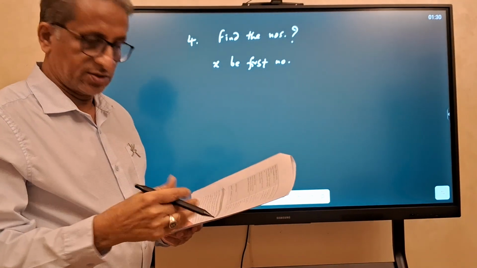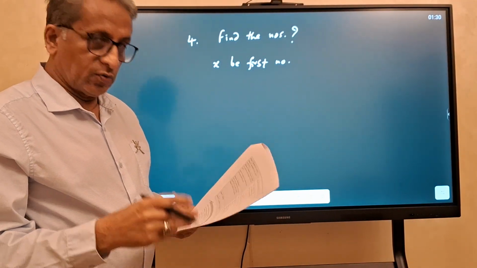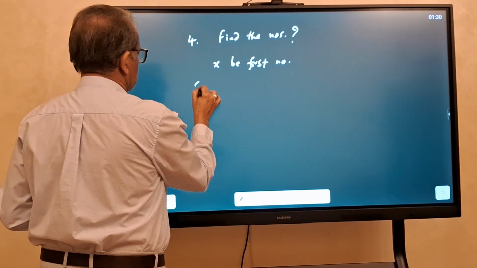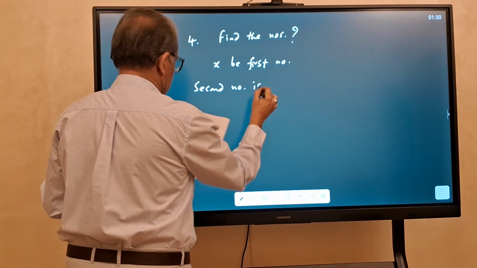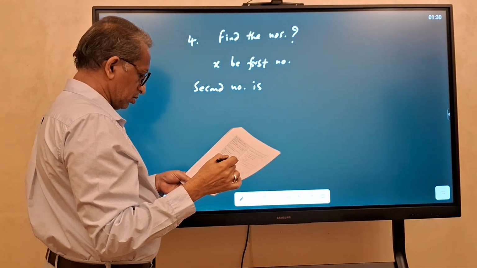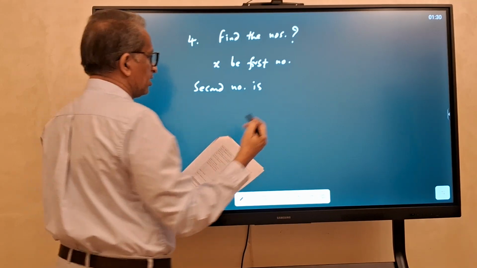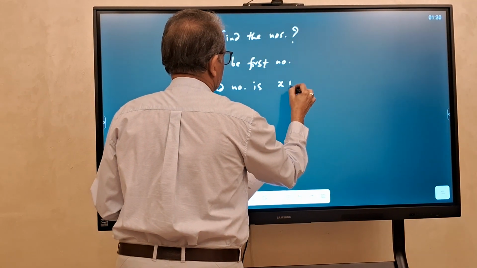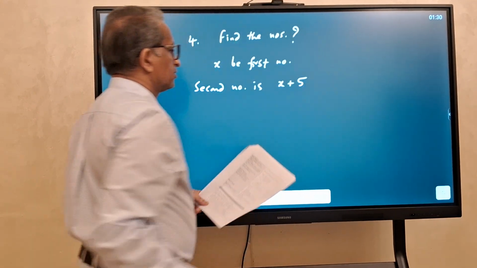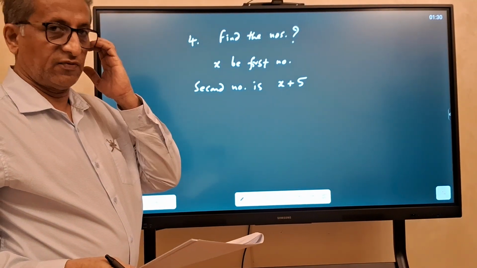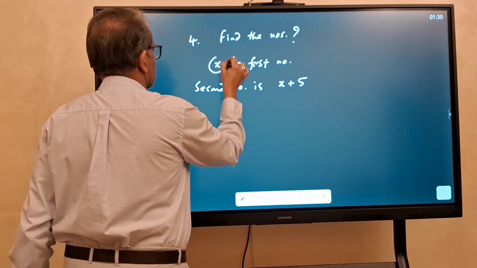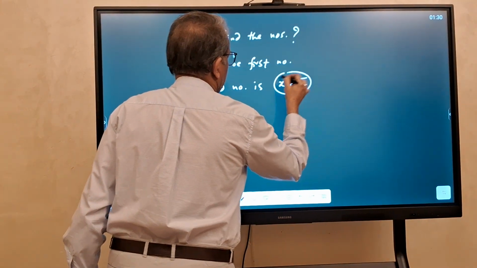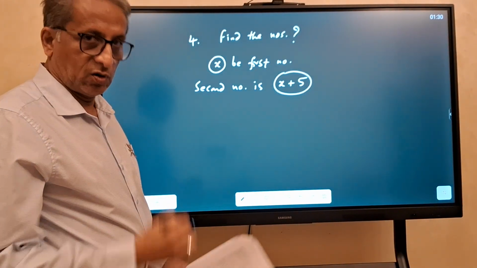Let x be the first number. So what is your second number? It is given in the problem: one number is 5 more than the other. That means the second number is 5 more than the first, that is x plus 5. So the two numbers are x and x plus 5, according to the question.